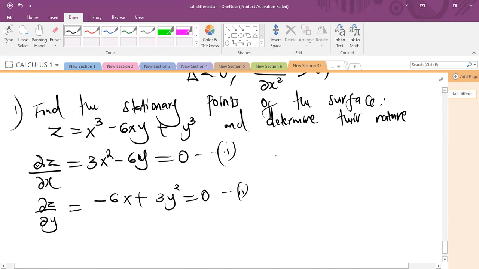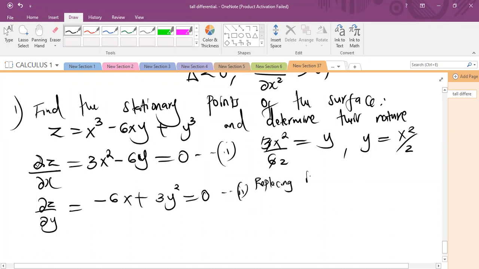Now from equation number 1, I can write it as 3x squared is equal to 6y. So divide by 6 here, such that y is equal to this. 3 goes here, so that I have 2 here. So y is equal to x squared over 2. Then replace that value in equation 2. So replacing in 2, what do we have? I have minus 6x plus 3y squared, but my y is x squared over 2, so square this, and this is equal to 0.